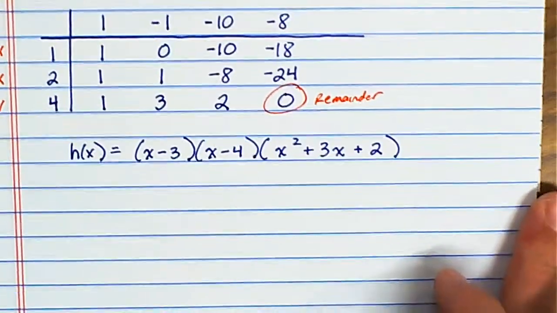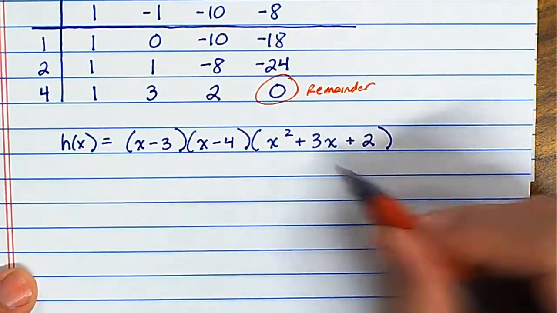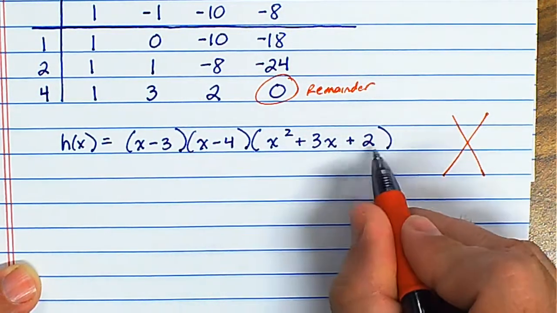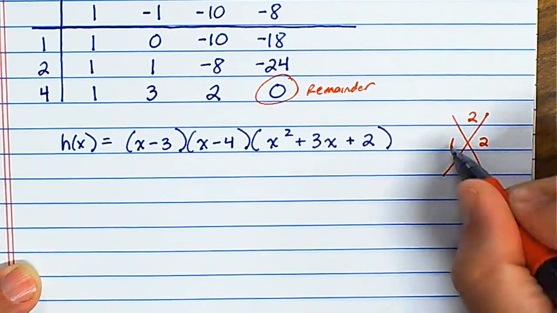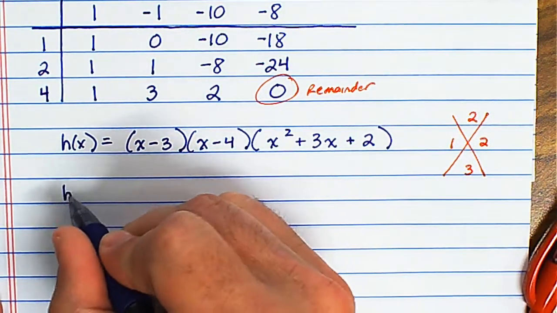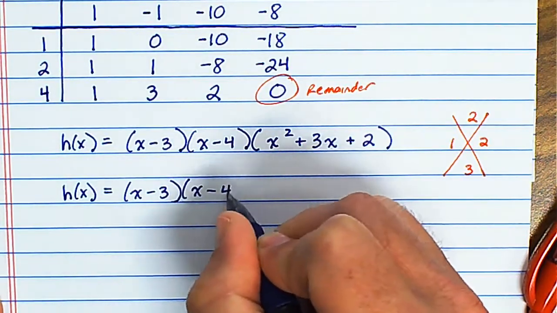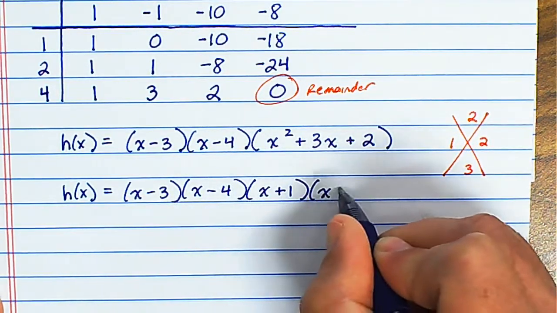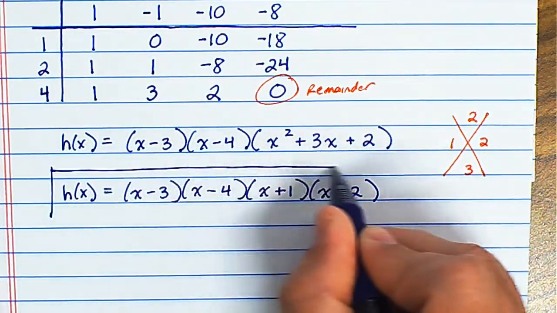And if I had to do synthetic division again, I would on this one. But here, for this one, because it's a trinomial, the x actually works. So a times c, 1 times 2 is 2, and then 3. So 1 times 2 is 2, 1 plus 2 is 3. So now I get h of x equals x minus 3, x minus 4, 1 and 2, x plus 1, x plus 2. And this is the factored form.